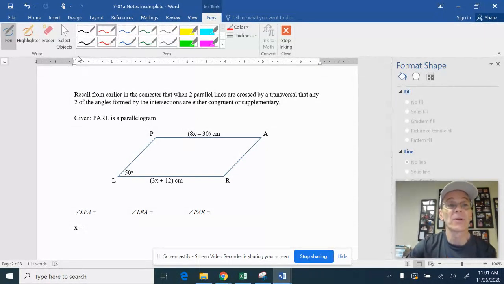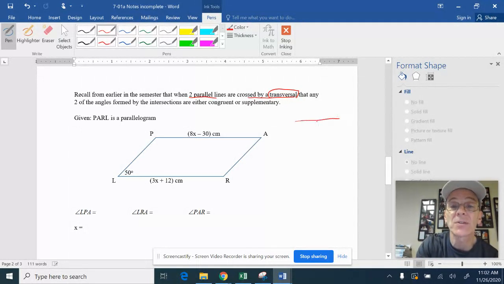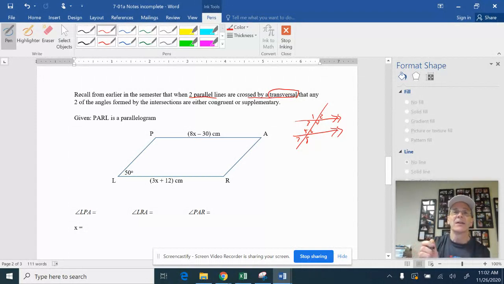Recall, as I've written here from earlier in the semester, that when two parallel lines are crossed by a transversal, that word transversal literally means something that's crossing two other things, any two of the angles formed by the intersections are either congruent or supplementary. Remember when we were doing this? I marked parallel lines here. We got 8 angles: 1, 2, 3, 4, 5, 6, 7, 8. You pick any two out of those 8, and those two have to be either congruent or supplementary, meaning they add up to 180 degrees.